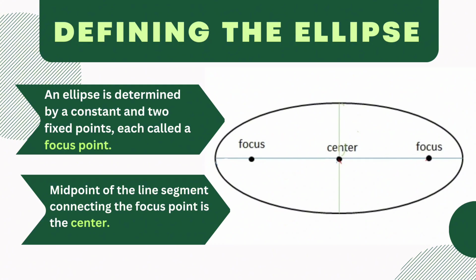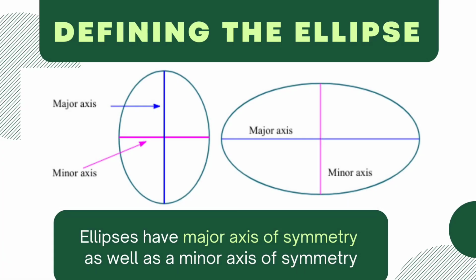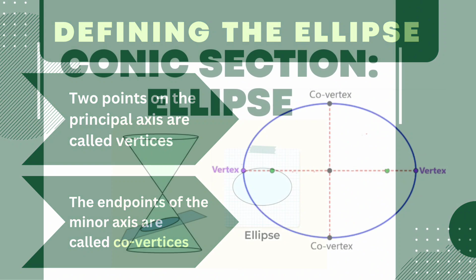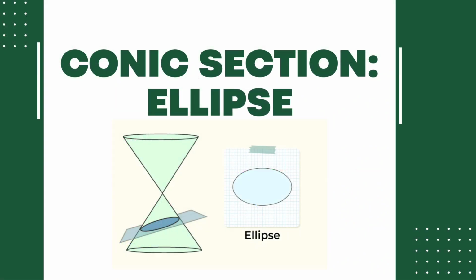The midpoint of the major axis is called the center of the ellipse. The major axis is the longest diameter of the ellipse passing through both foci. The minor axis is the shortest diameter of the ellipse, perpendicular to the major axis. At each end of the major axis, we can find the vertices, and an endpoint of the minor axis is called a co-vertex. And that's all the terminology we need to know.